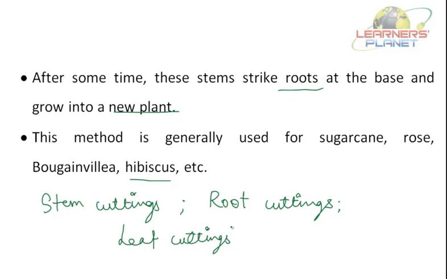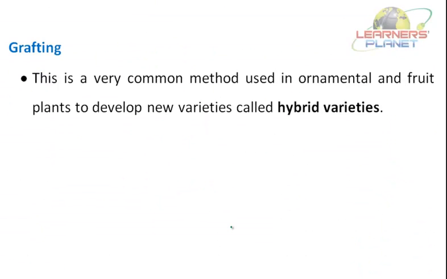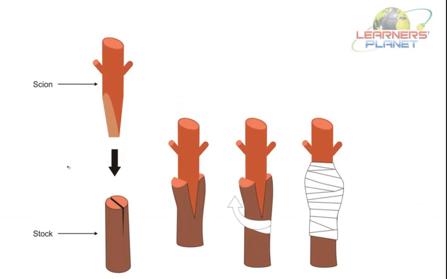So this was just one artificial method which we discussed. There is another method also called grafting. Now students, this is a very common method which is used in ornamental and fruit plants to develop new varieties called hybrid varieties. Now what happens in this type of plant, you can better understand with the help of this diagram. Here you can see some part of a plant named scion, and this is the stalk.